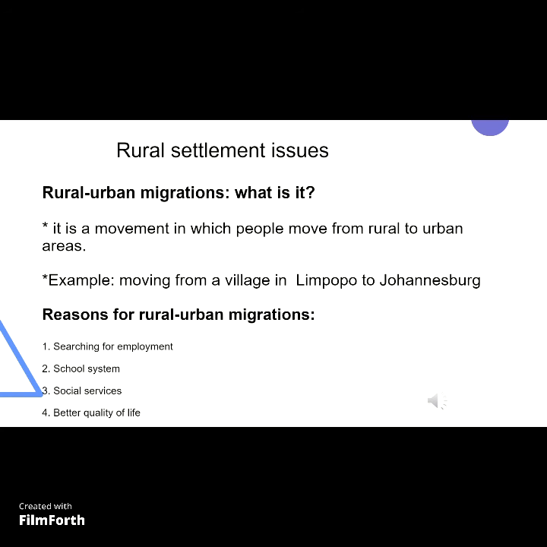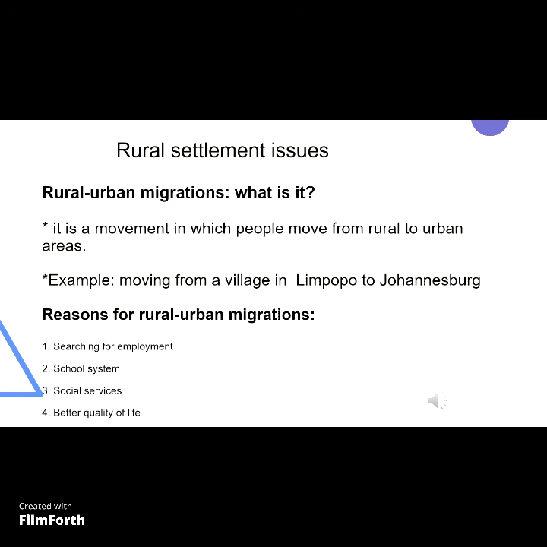Okay, grade 12. Today we're going to learn about rural settlement issues. Firstly, we're going to learn what a rural urban migration is. A rural urban migration is a movement within a country in which people move from rural to urban areas. You hear rural, urban. They move from rural to urban areas. One example I can give you is a person moving from a village in Limpopo to Johannesburg.